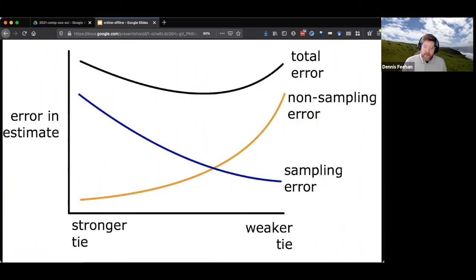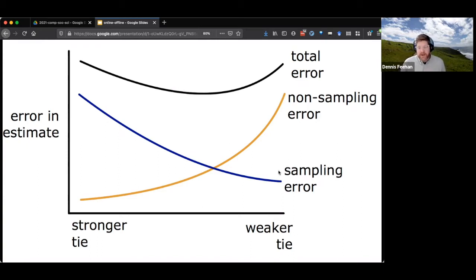Now, at the end of the day, what we care about is the total error, which is going to be the sum of these two different sources of error. And so this framework suggests that by varying the tie definition, we might be able to find types of network ties that produce optimal rates of error in some sense.